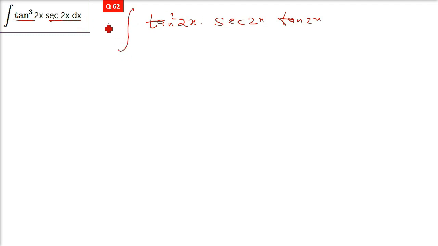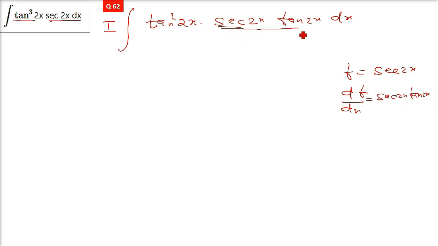Okay, let's integrate this now. We have this dx. Sec x differentiation is sec x tan x. So when you put t equals sec 2x, dt by dx will be equal to sec 2x tan 2x. Okay, one more thing is 2x will be differentiated and it will be 2 in the denominator. I have not written it, but I'll include it in the later part.